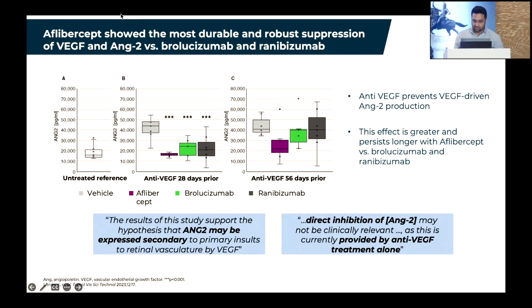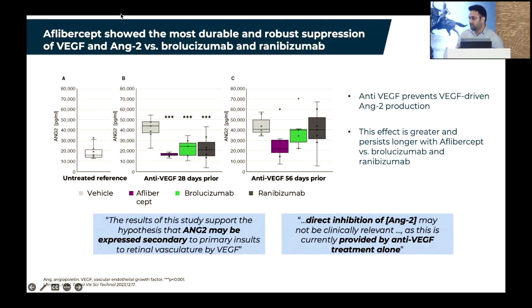So aflibercept, as compared to brolucizumab and ranibizumab, prevents the anti-VEGF driven Ang2 production much better. This effect is greater and persists longer with aflibercept versus brolucizumab and ranibizumab. So the results of this study support the hypothesis that Ang2 is expressed, and aflibercept shows suppression of Ang2.